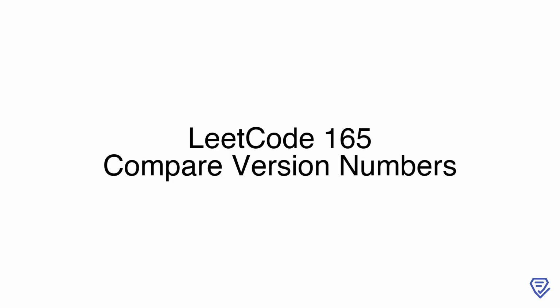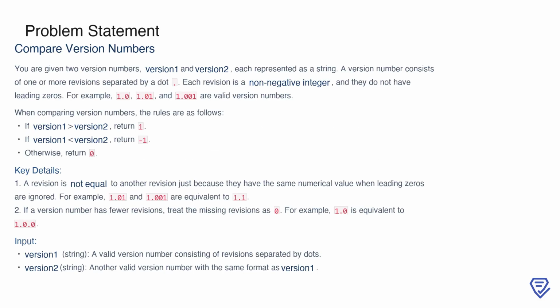Let's dive in. In this problem, we are tasked with comparing two version numbers, which are represented as strings. A version number is made up of one or more revisions, and these revisions are separated by dots. Each revision is a non-negative integer, and importantly, they do not have leading zeros. For example, version numbers like 1.0, 1.01, and 1.001 are all valid.